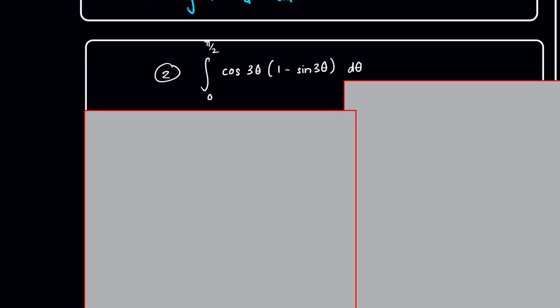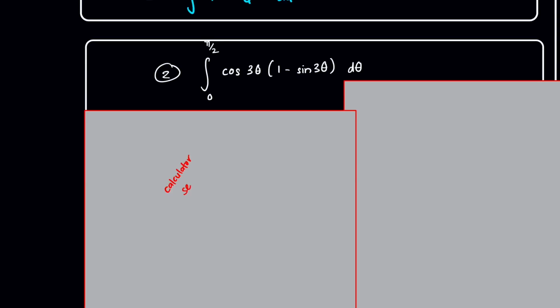Now off to the second question. Okay, this time we have a definite integral where the interval starts from 0 and stops at pi over 2. So whenever we deal with pi in integration, you make sure your calculator is set to radian mode.